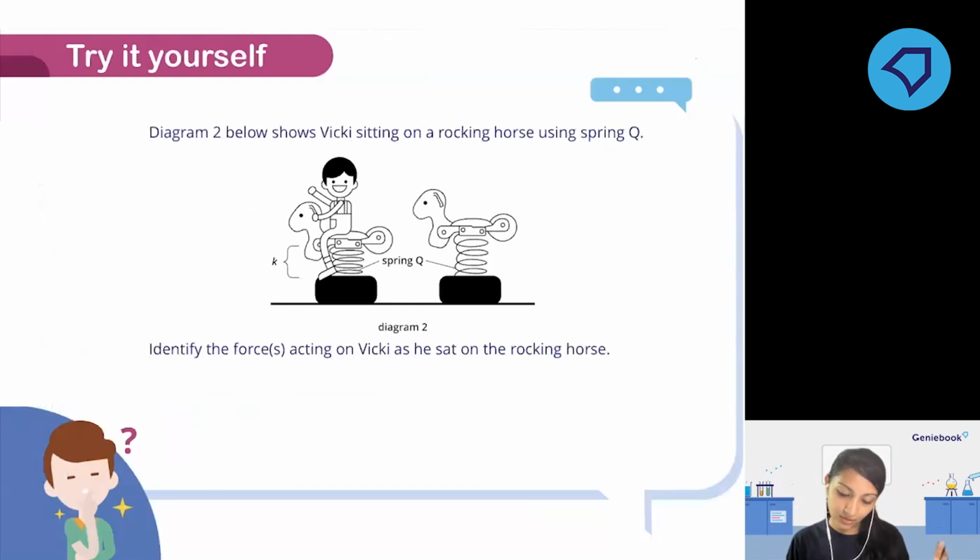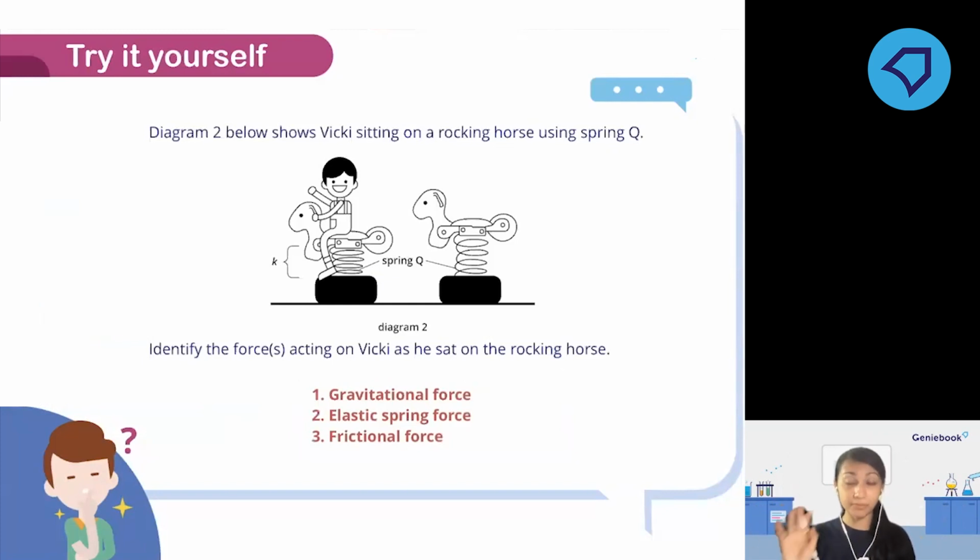Identify the forces acting on Vicky as he sat on the rocking horse. Okay, so this spring Q is used as part of the rocking horse. For those who have played in the playground before, you've seen this rocking horse or some other animals that they use, right? Okay, so who can tell me what are the different forces? Yes, gravity. Well done. 3 forces at play. Because he is sitting on the spring, he's exerting gravitational force. Of course, elastic spring force from the spring itself, and then frictional force because it's like moving back and forth. Yeah, there's no magnetic force here. Okay, unfortunately, they didn't use any magnets.